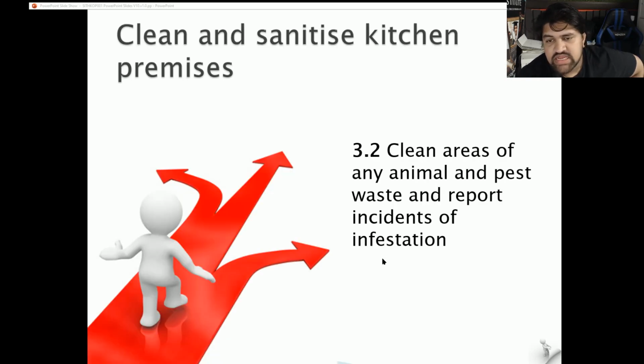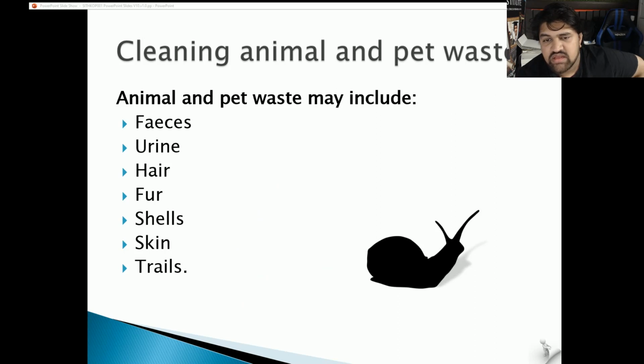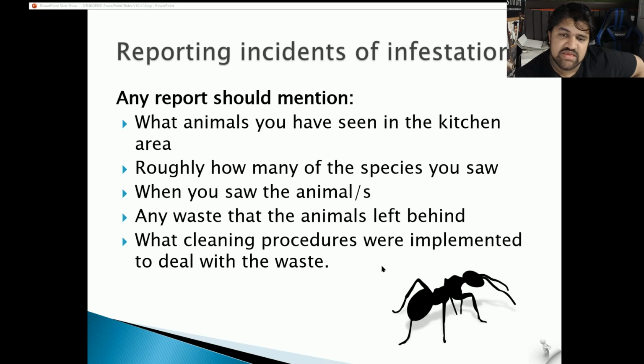3.2. Clean areas of any animal and pest waste and report incidents of infestation. So animal and pest waste may include feces, so like poop, urine, hair, fur, shells, skin, trails. You could have like blood, you could have dead cockroaches or pests, things like that in there.